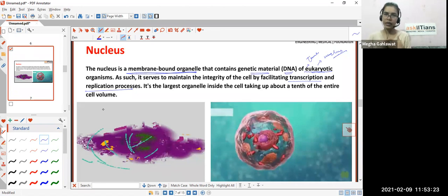Then why do we need RNA? Because RNA helps in making the proteins in the body, and our entire body is made up of what? Proteins. Got my point? So transcription is making RNA from the DNA. Next, the largest organelle inside the cell, which takes one tenth of the entire cell's volume, is the nucleus.